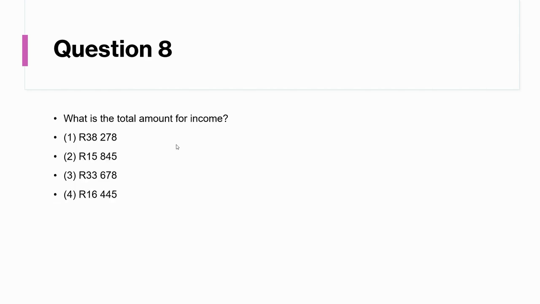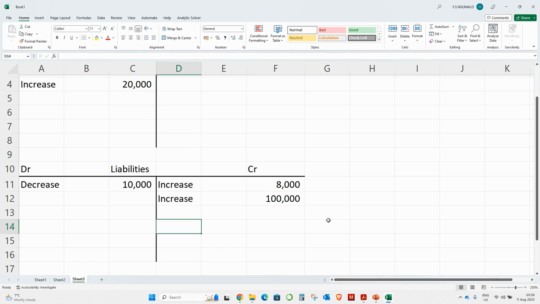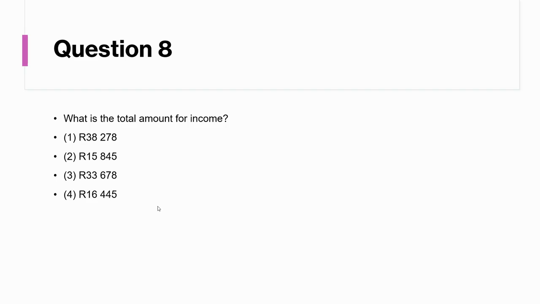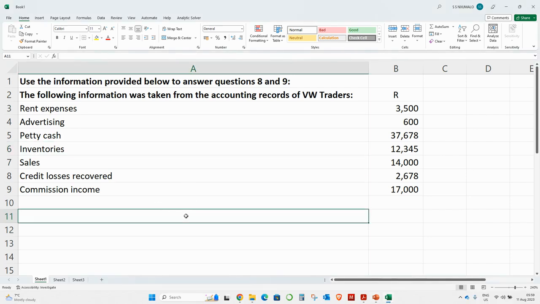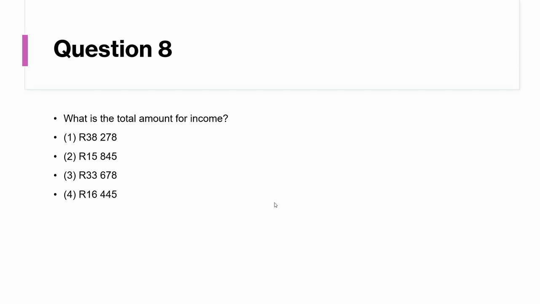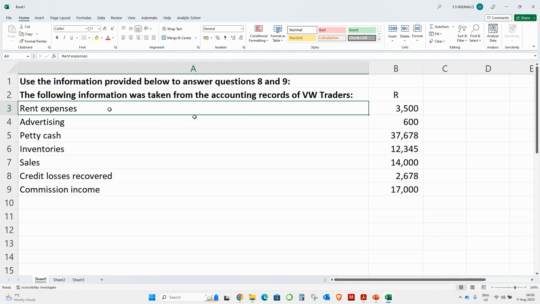Okay, this question is coming from. Okay, let me just see. I remember this one. Yeah, so this one is coming from there. Here's a question. I hope you guys can see the amounts and everything is clear. It says use the information provided below to answer questions 8 and 9. The following information was taken from the records of VW traders. Now, what is the question? The question, what is the total amount of income? Let's see. This one is not an income. It's clearly stating that it's an expense.